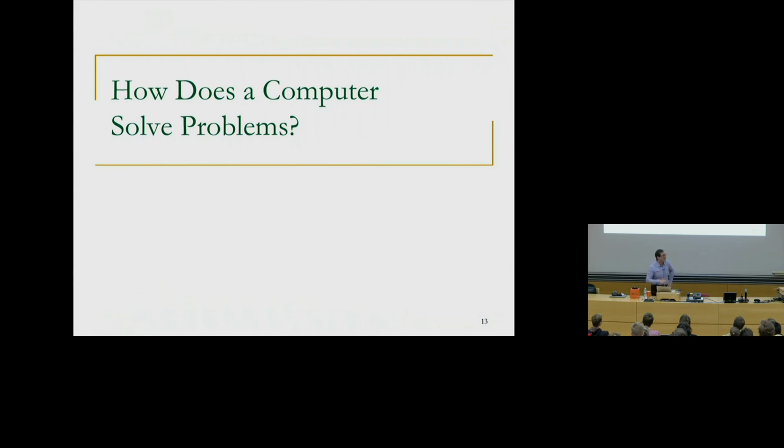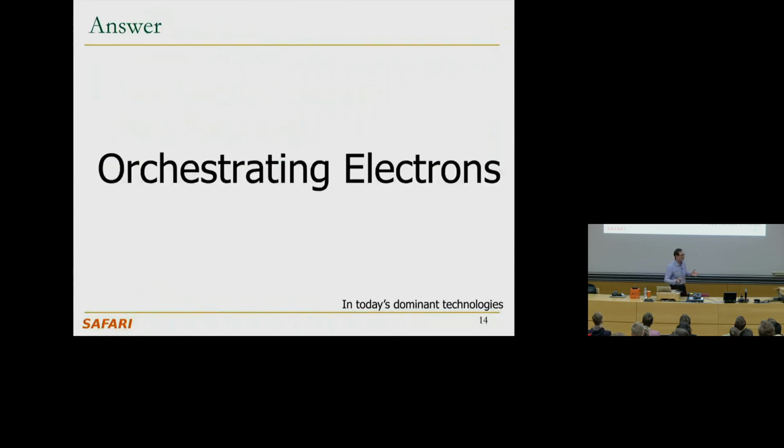But we're going to talk about how a computer actually solves problems. And my answer to this, in at least the dominant technologies that we use today, is by orchestrating electrons. At the very bottom of the layer, you have electrons, which are governed by the laws of physics. And you basically orchestrate those electrons, make sure that they move to the right place, and create voltage differentials so that you can actually solve the higher level problems.